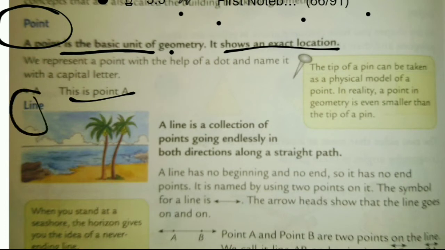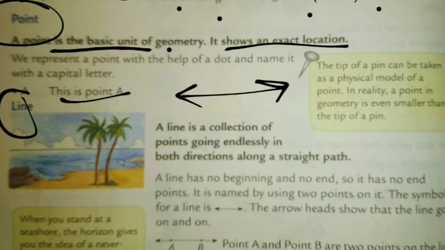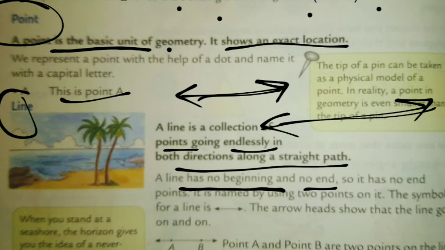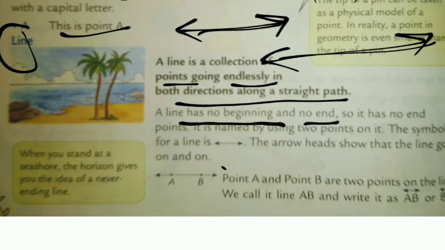Next one is line. This is the line. A line is a collection of points going endlessly. It can extend in both directions endlessly along a straight path. Okay. A line has no beginning and no end. So we can represent a line like this.